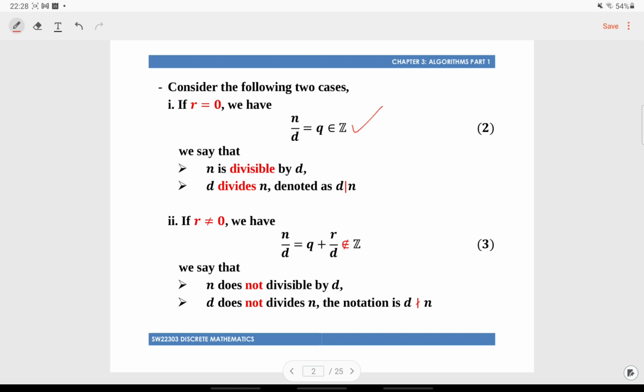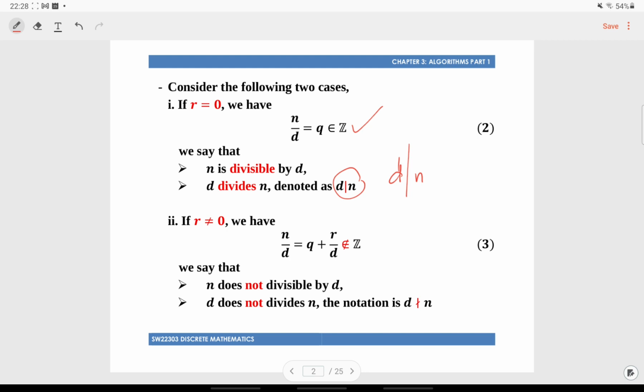When we are referring to d, we say that d divides n, and it is denoted by a vertical line between d and n. If we have this kind of notation, that means d divides n. When we divide n by d, there is no remainder. The outcome is an integer q, which is the quotient.